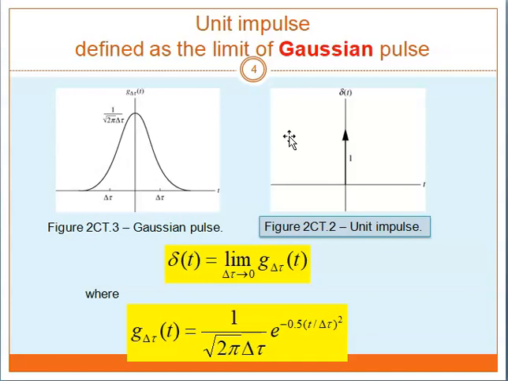So the unit impulse is defined as the limit of a Gaussian pulse. So what is a Gaussian pulse? An example of a Gaussian pulse is illustrated in the figure on the left hand side. This is a Gaussian pulse, and the figure on the right hand side is showing you the unit impulse. It is denoted by this symbol, with the arrow occurring only at that time.